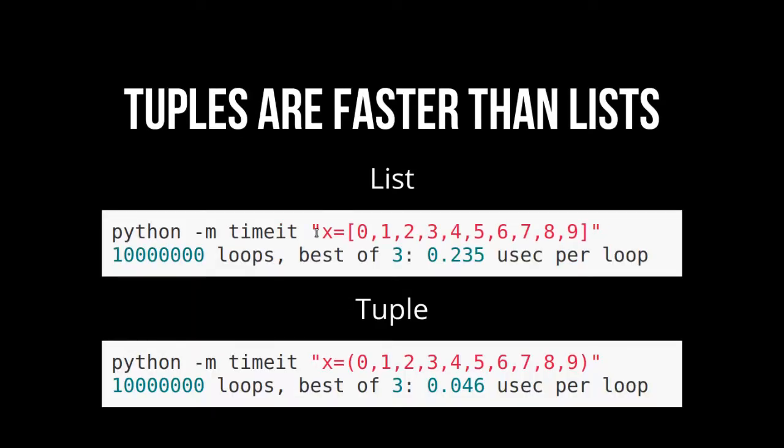So here we go. We've got a little benchmark, and we can see that per loop here, it's 0.235, and this is for the list. We've got a list here, little brackets, and then we've got a tuple here, and we can see that the best of 3 for the list is 0.235, whereas the best of 3 for the tuple is 0.046. So quite a bit faster, which is good if people care about speed.